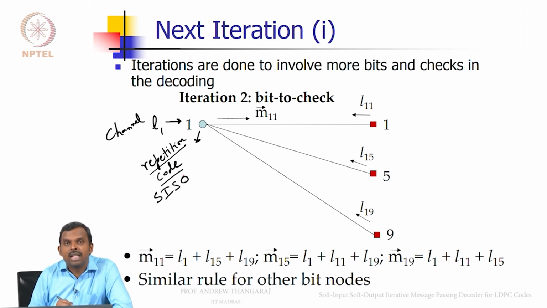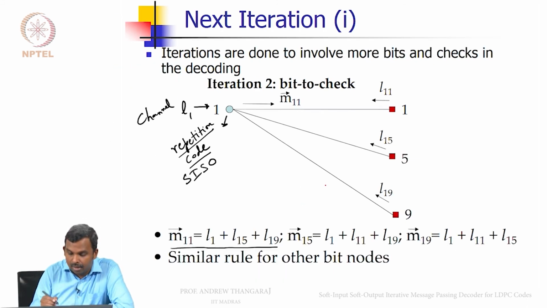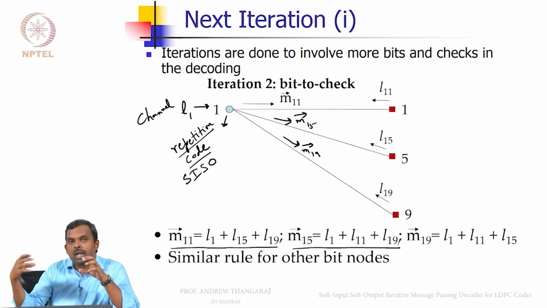That is a very neat way in which the simple SISO decoders for the repetition code and the SPC code work together. So how do you compute M11? M11 is L1 plus L15 plus L19. Remember the repetition code, you just add the LLRs. How do you compute M15 and M19 in this direction? M15 is L1 plus L11 plus L19. The other 2 guys add up.